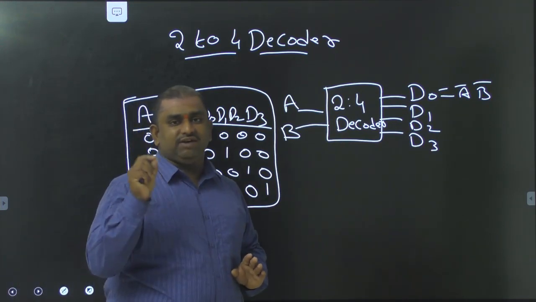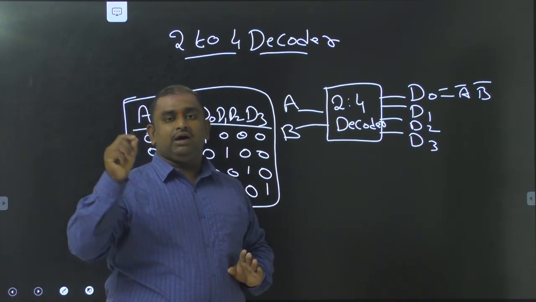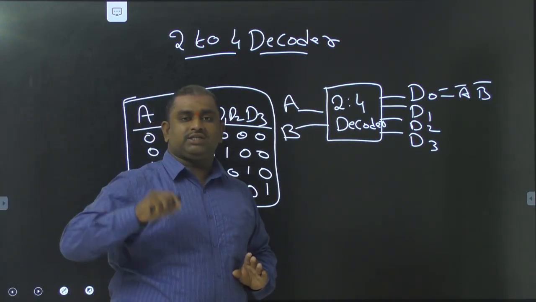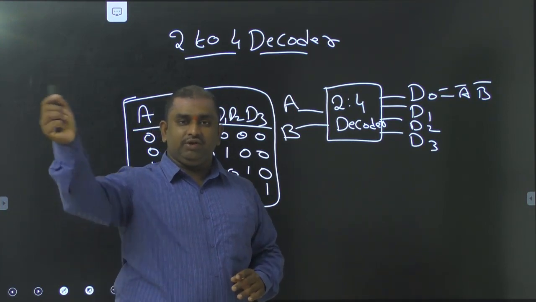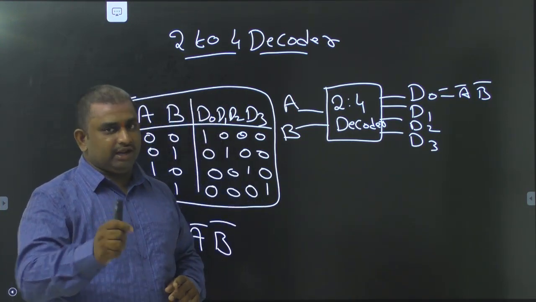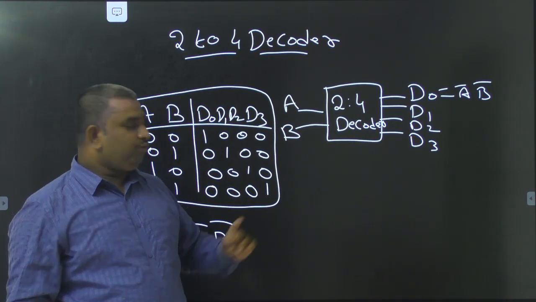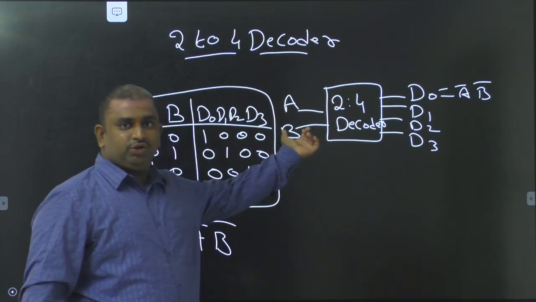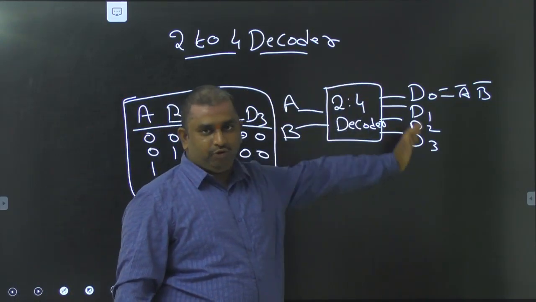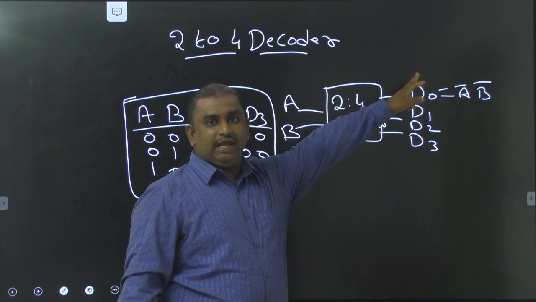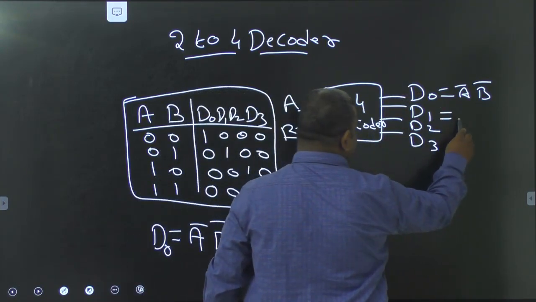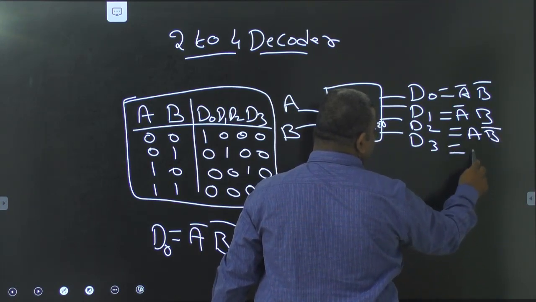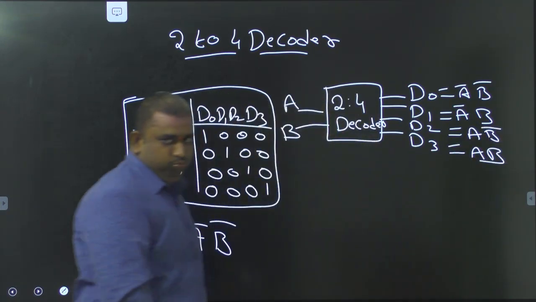For example, IC 74138. This is the IC which consists of 3 to 8 decoder operation. So go to the market and ask, I need IC 74138. They will give IC 74138 for 5 rupees or 10 rupees. In that IC, we have 3 inputs and 8 outputs. Like that you have to take 2 to 4 decoders. For the 2 to 4 decoder you have 2 inputs and 4 outputs. D0 is representing A bar B bar, D1 is representing A bar B, D2 is representing A B bar, and D3 is representing A B.